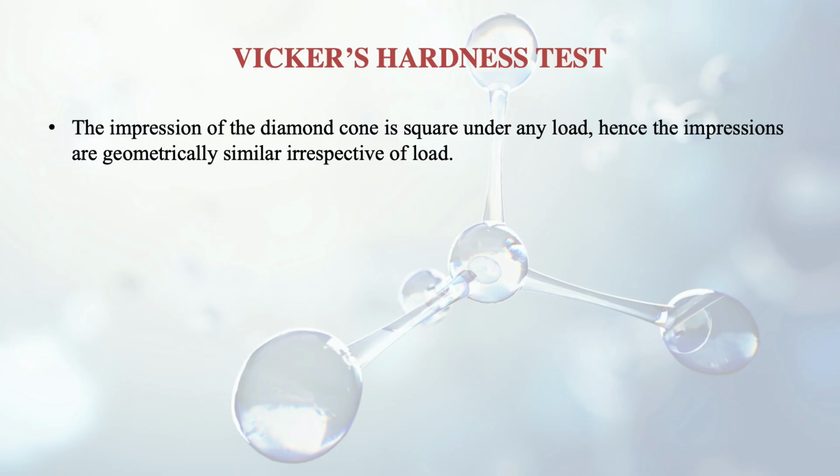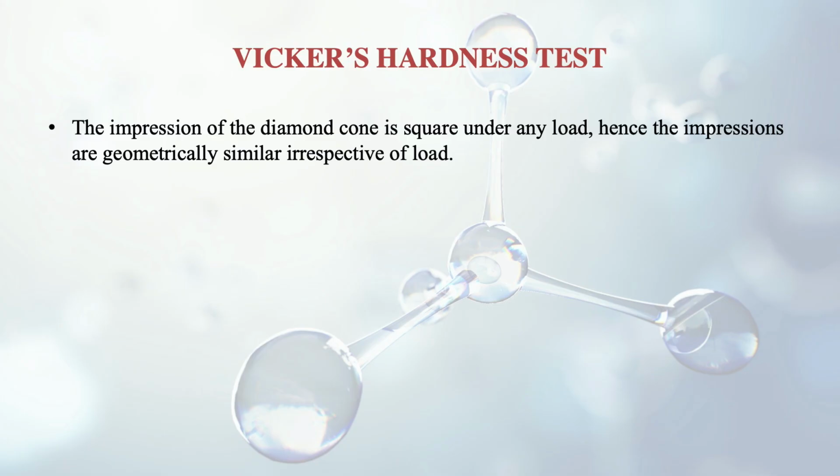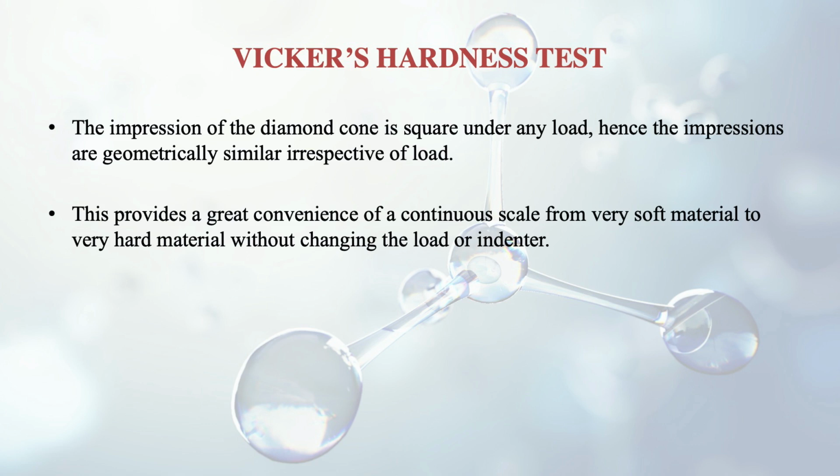The impression of the diamond cone is a square under any load. So if you are applying any kind of load, the impression will always be square. Hence the impressions are geometrically similar irrespective of the load. So this provides a very good convenience for us. This provides the great convenience of a continuous scale from very soft material to very hard material without changing the load or indenter. So here we see that it's a continuous scale. Like in case of Rockwell, it was not there. Different kinds of scales were there. But here we can be continuous while measuring from a very soft material to a very hard material.